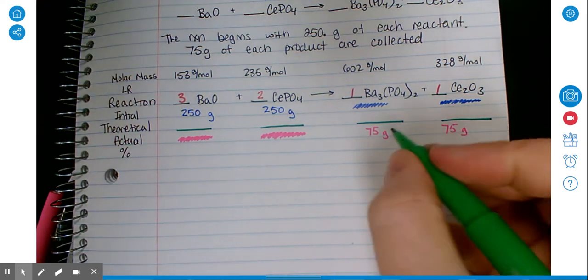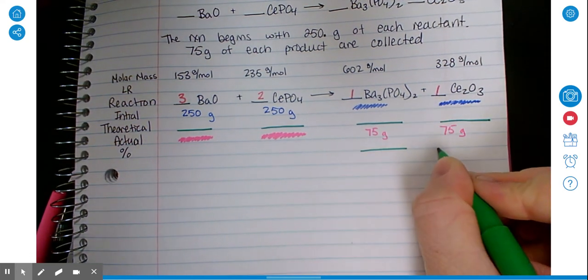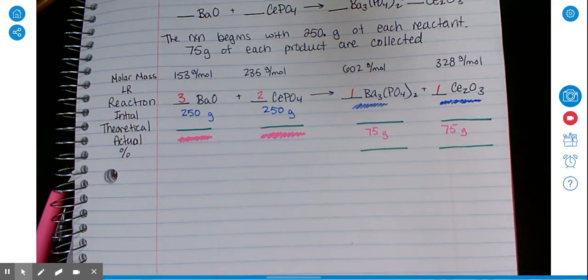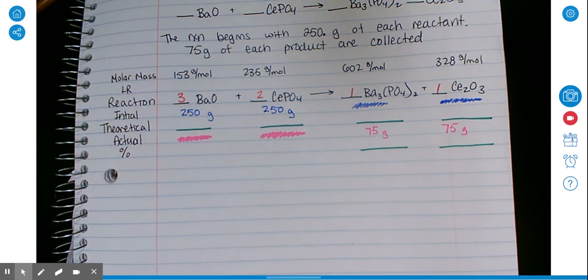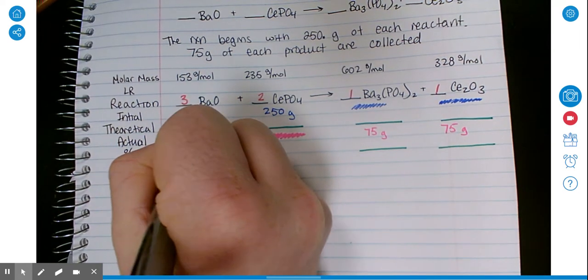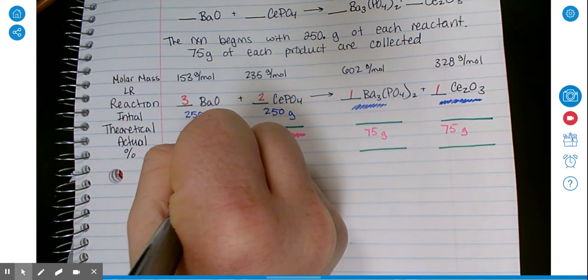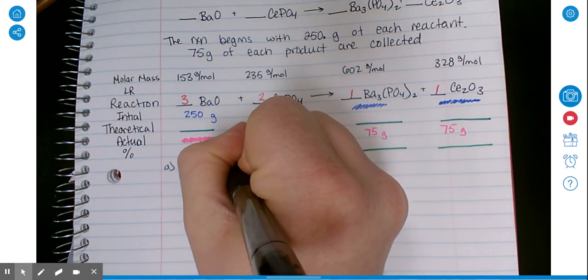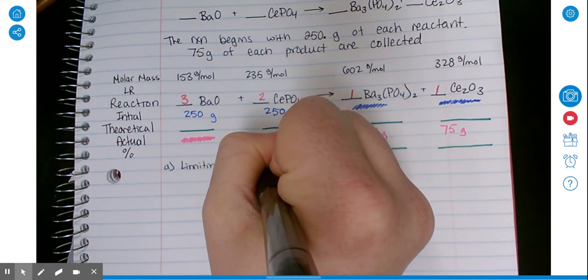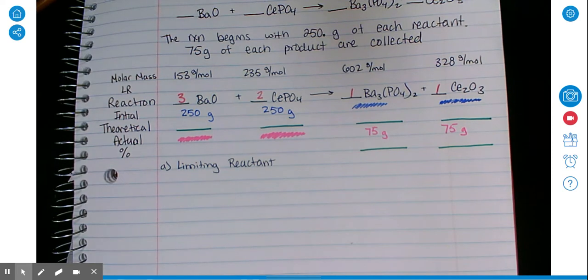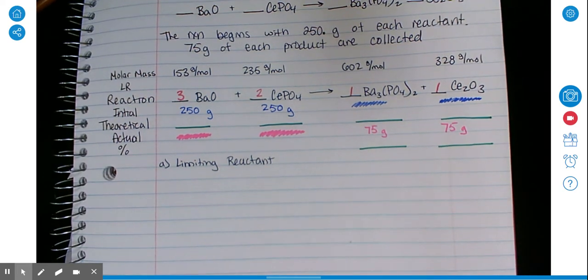I'll make it green. So I've got 6 blanks that I'm going to need to do some calculations for. None of them can be done until I get that limiting reactant. So step 1 has to be limiting reactant. All right, so limiting reactant.